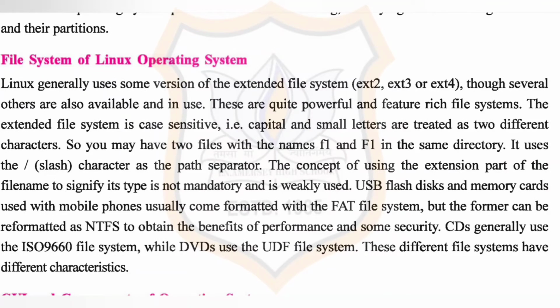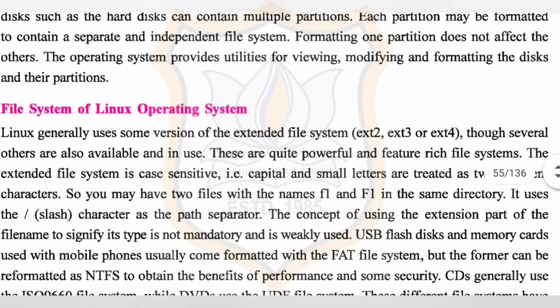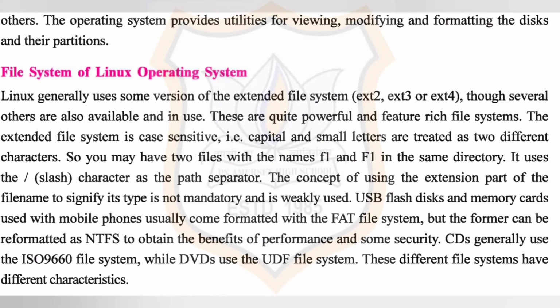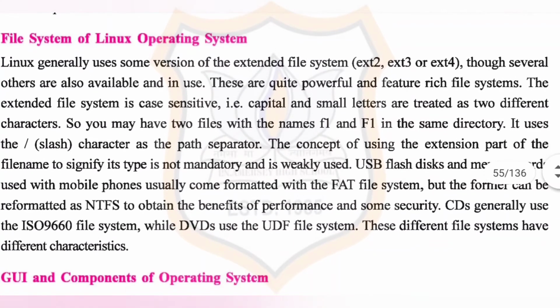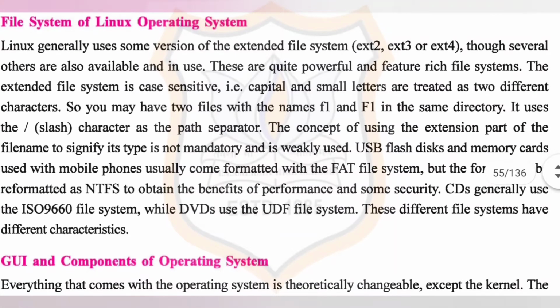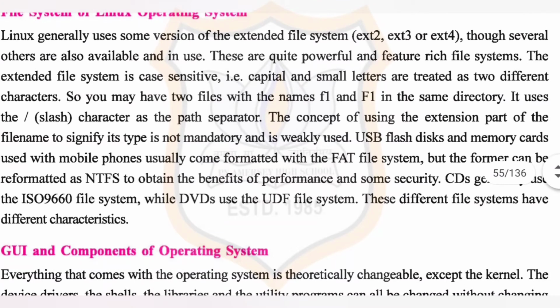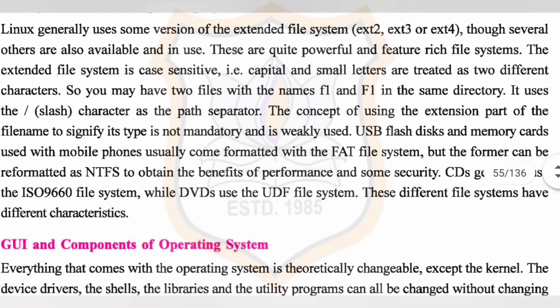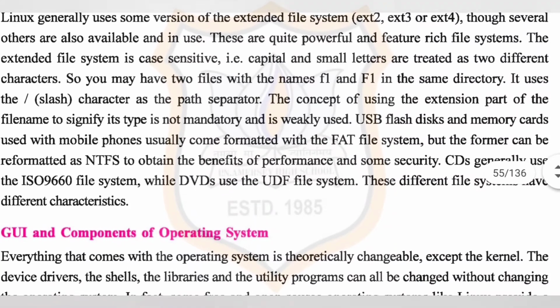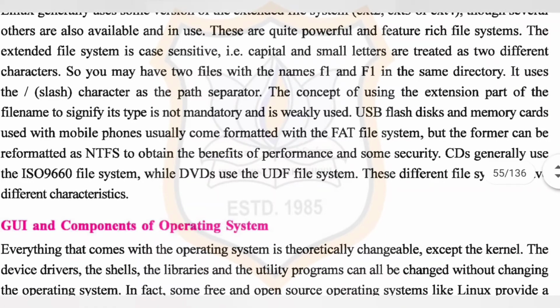File system of the Linux operating system. Linux generally uses some version of the extended file system, ext2, ext3, ext4, though several others are also available and in use. They are quite powerful and feature-rich file systems. The extended file system is case sensitive, that is, capital and small letters are treated as two different characters. So you may have two files with the names F1 and f1 in the same directory. It uses the slash character as the path separator.